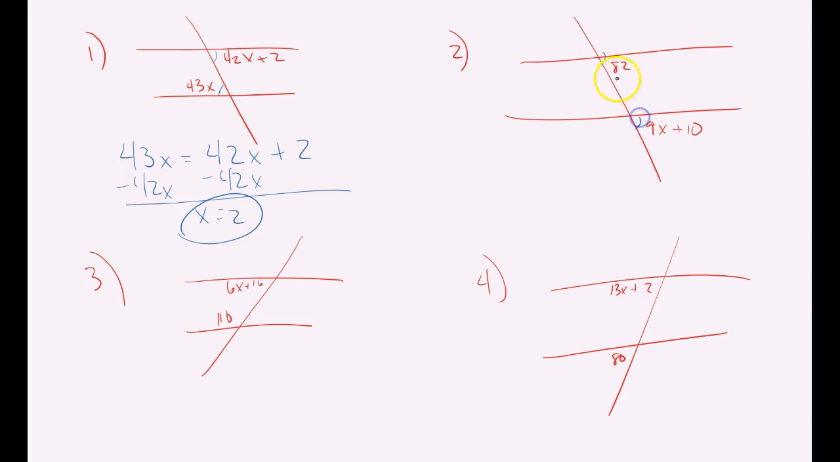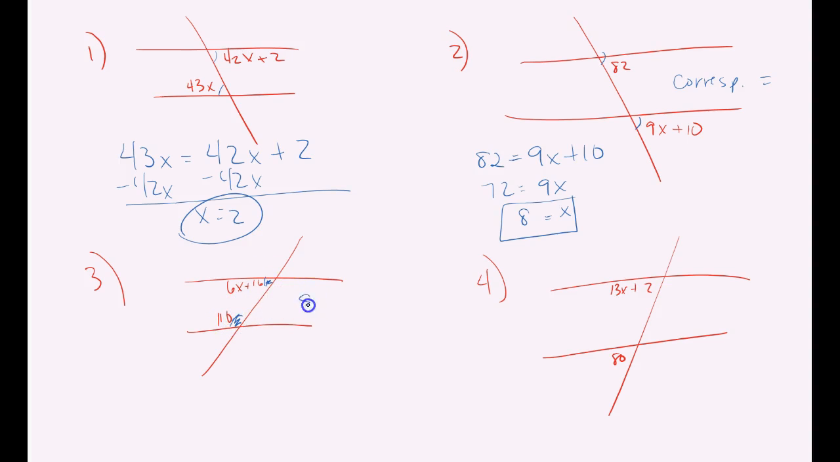Number 2, these two, if you look at their relationship, it is corresponding, okay? And corresponding angles are equal or congruent. So I'm going to set them equal to each other and solve. So 72 equals 9x, divide off the 9, and get 8. So x is 8.